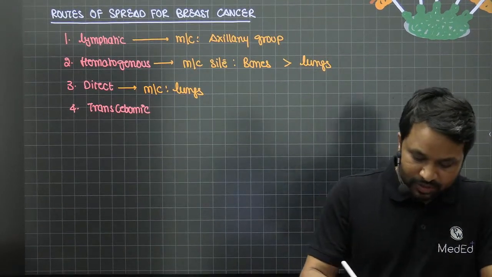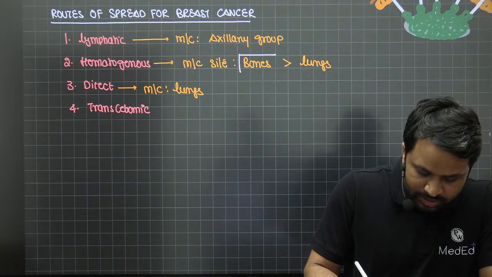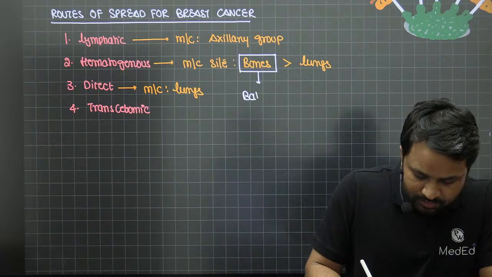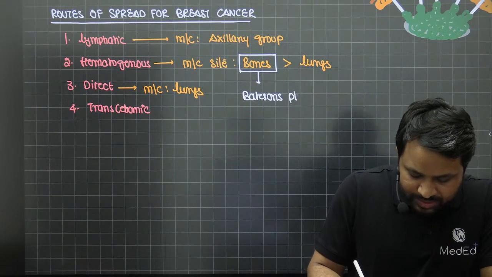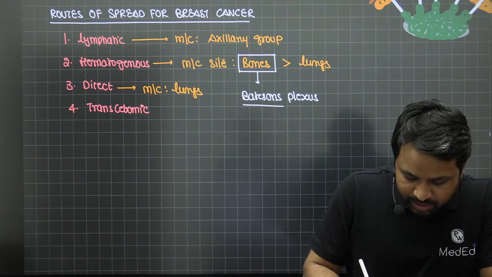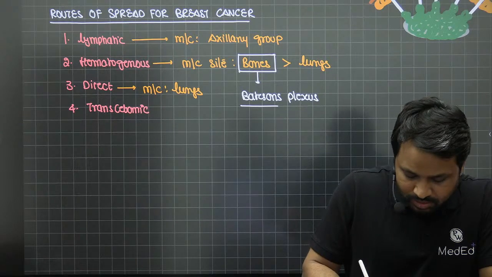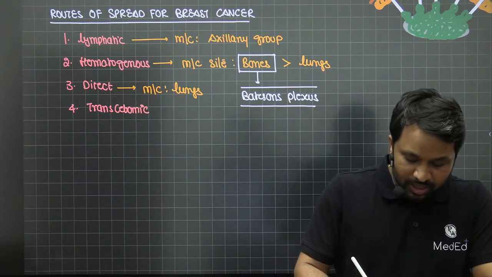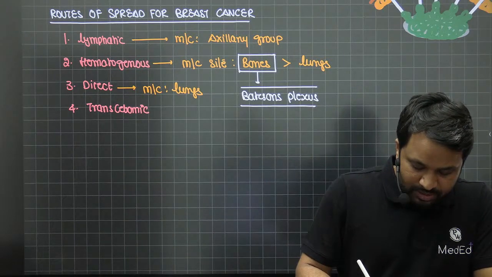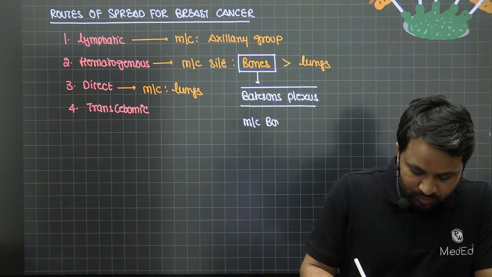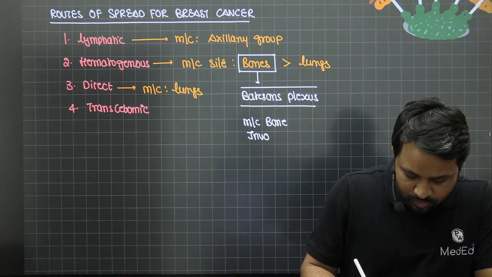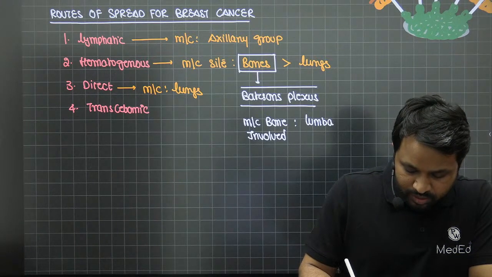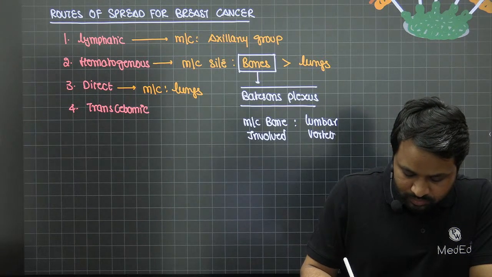Now, what is interesting for us to know is how it reaches the bones. It reaches the bones with the help of Batson's plexus. Now, what is Batson's plexus? These are valveless venous communications between the vertebral column as well as your breast. So when the tumor infiltrates Batson's plexus, it usually reaches the vertebra, and that is why the most common bone involved is going to be the lumbar vertebra.